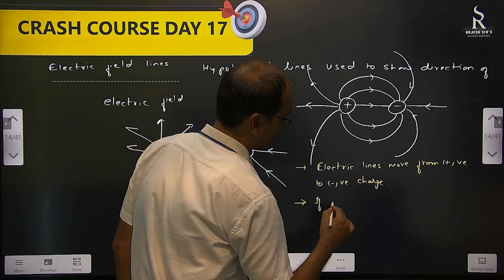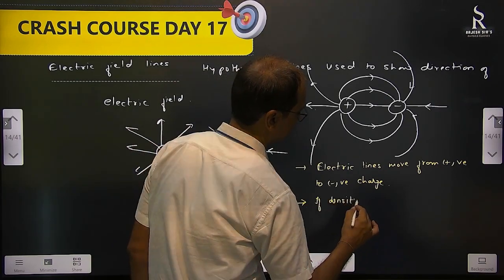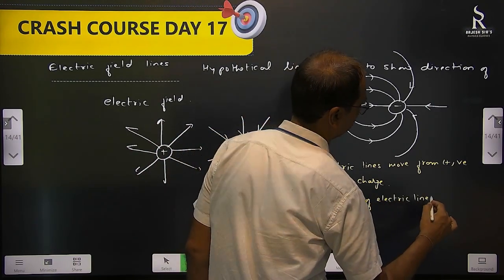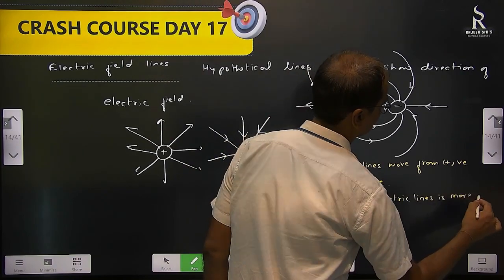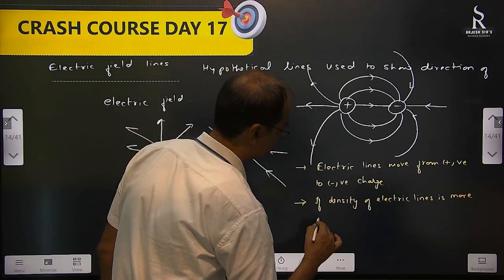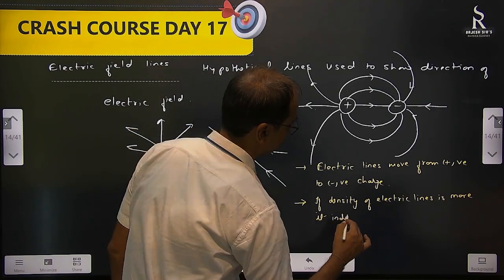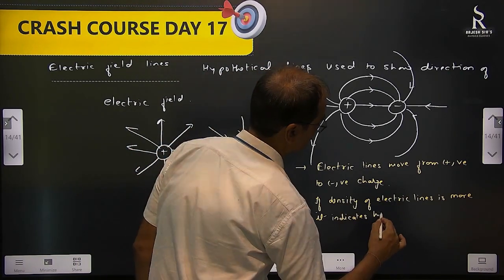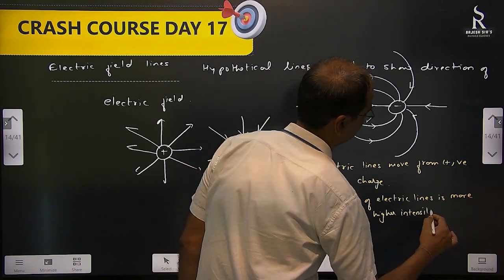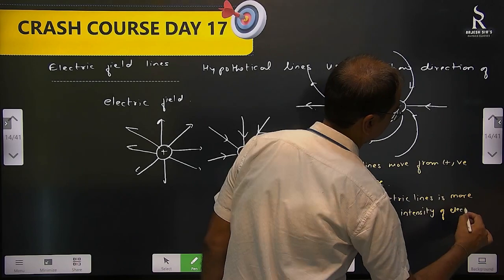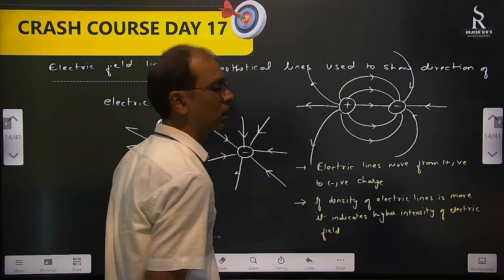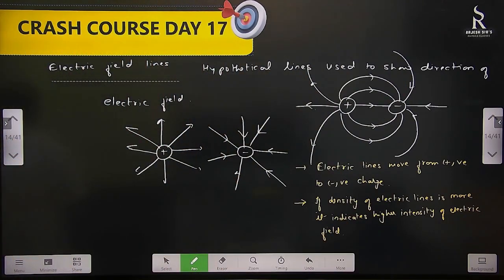If the density of electric lines is more, it indicates that the intensity of electric field is more there. If density of electric lines is more, it indicates higher intensity of electric field.